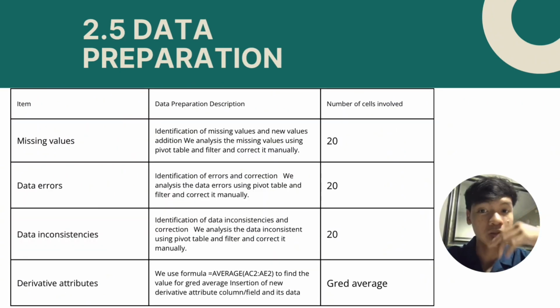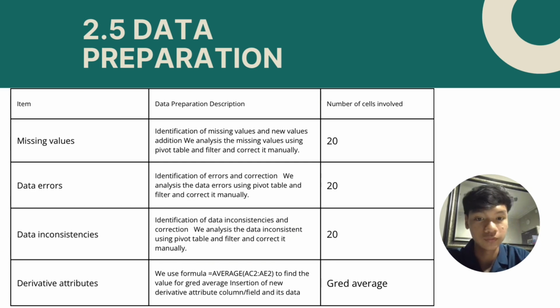So the last one, data preparation. In missing value, we found the number of cells involved is 20, and data error, the number of cells involved is 20 also. In data inconsistent, the number of cells involved is 20 also. And derivative attributes, we find the grade average.